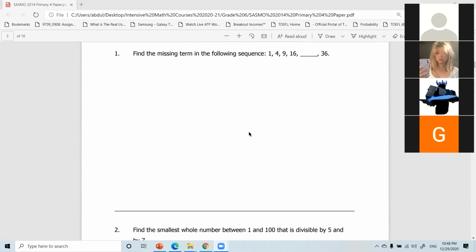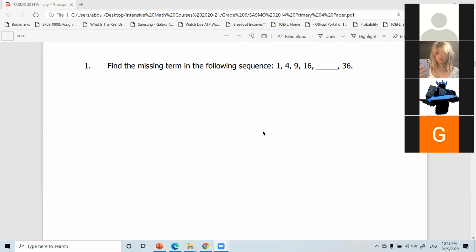All right, just tell me the answer one by one. So, find the missing term. That is a SASMO question, a real question. It was also for grade 4 students in 2014. Find the missing term in the sequence. What is the missing number here?